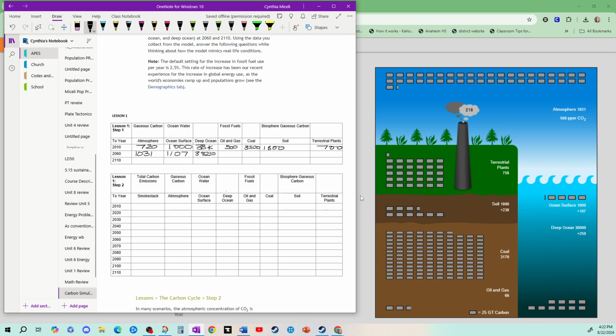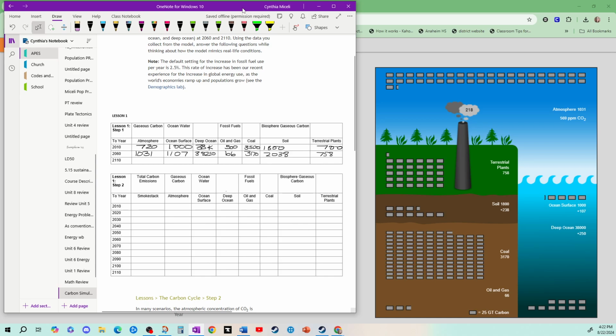Okay, oil and gas is now at 66 because we burned it for fossil fuel use. The coal also has reduced to 3170, and the soil added 238, so we got to do some math. 1,800 plus 238 is 2038. And the terrestrial plants are now 758.